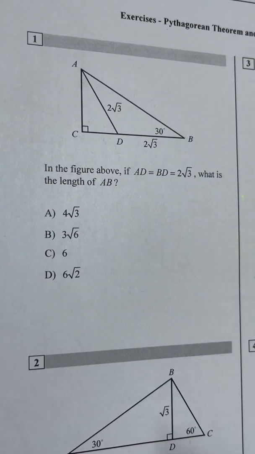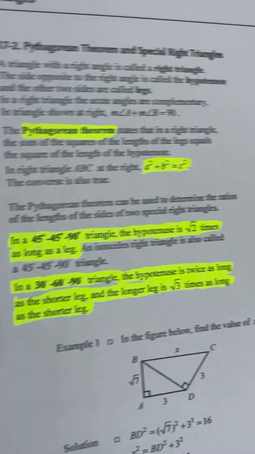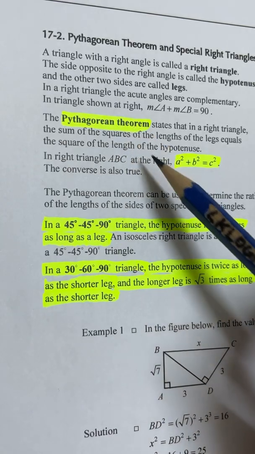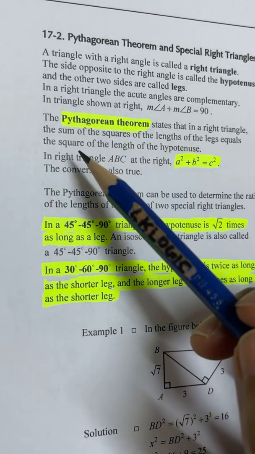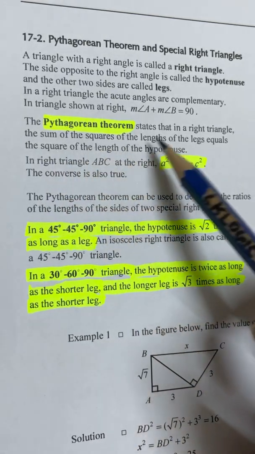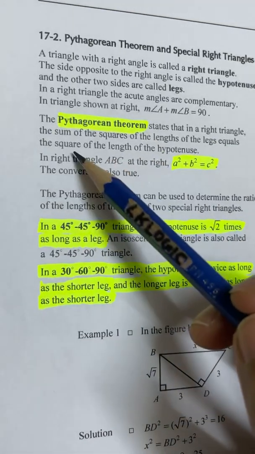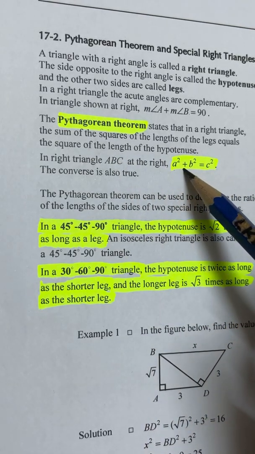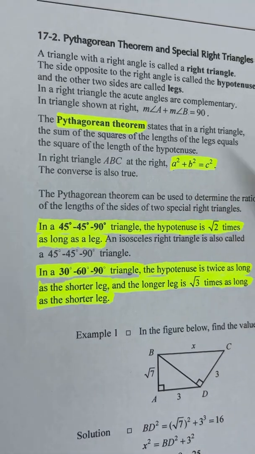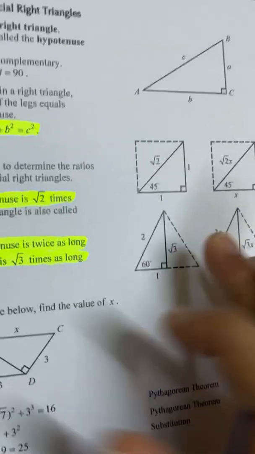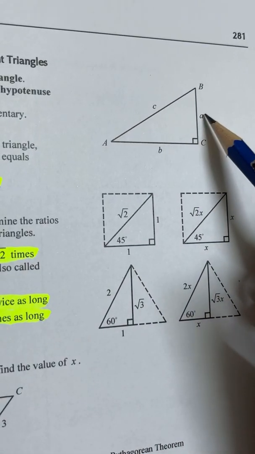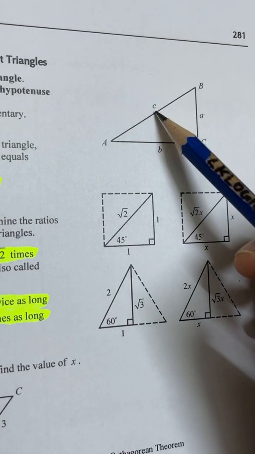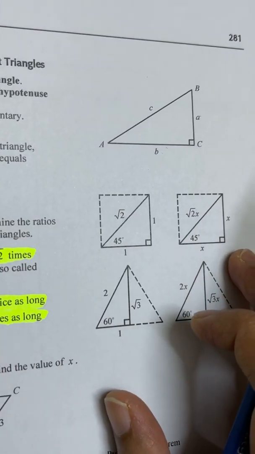The first one is the Pythagorean theorem. The Pythagoras theorem states the sum of squares of the lengths of the legs equals the square of the length of the hypotenuse, and it is given by a square plus b square is equal to c square, and the converse of that is also true. That's how it is shown. That's your leg, this is another leg. So you have a squared plus b squared is equal to c squared in the Pythagoras theorem.